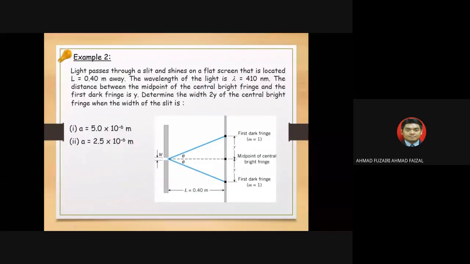Second example. Light passes through a slit and shines on a flat screen located 0.4 meters away. The wavelength of the light is 410 nanometer. Distance between the midpoint of the central bright fringe and the first dark fringe is 1. Determine the width of the central bright fringe when the width of the slit is 5 × 10^-6 meter and 2.5 × 10^-6 meter. Okay.